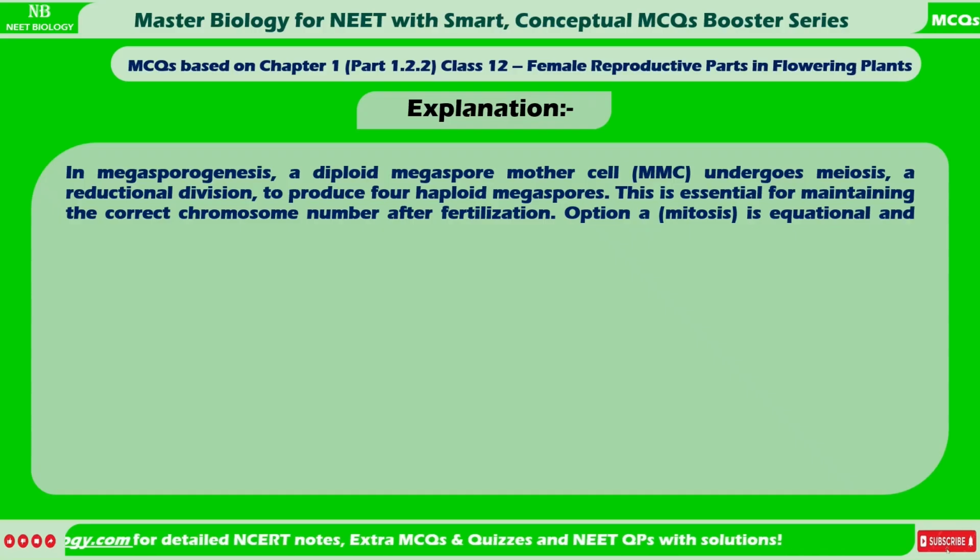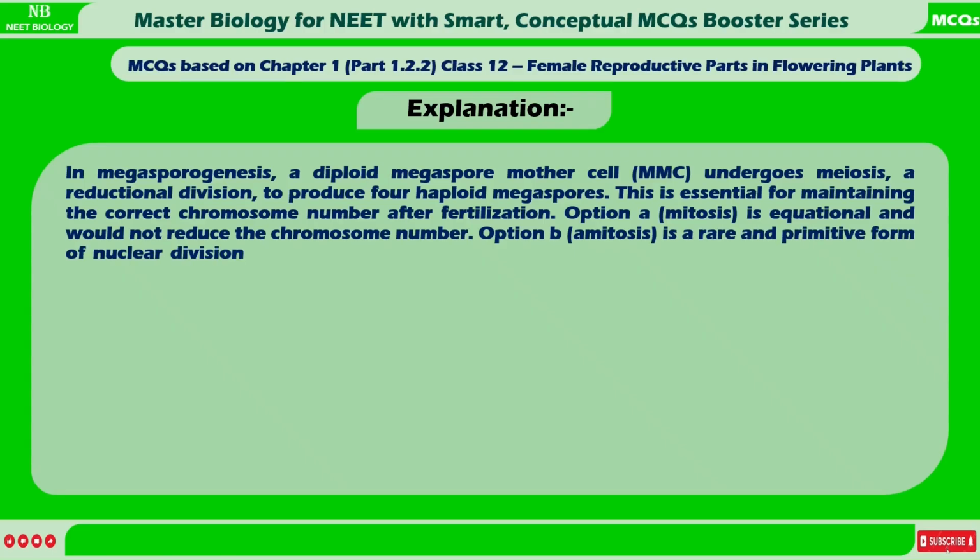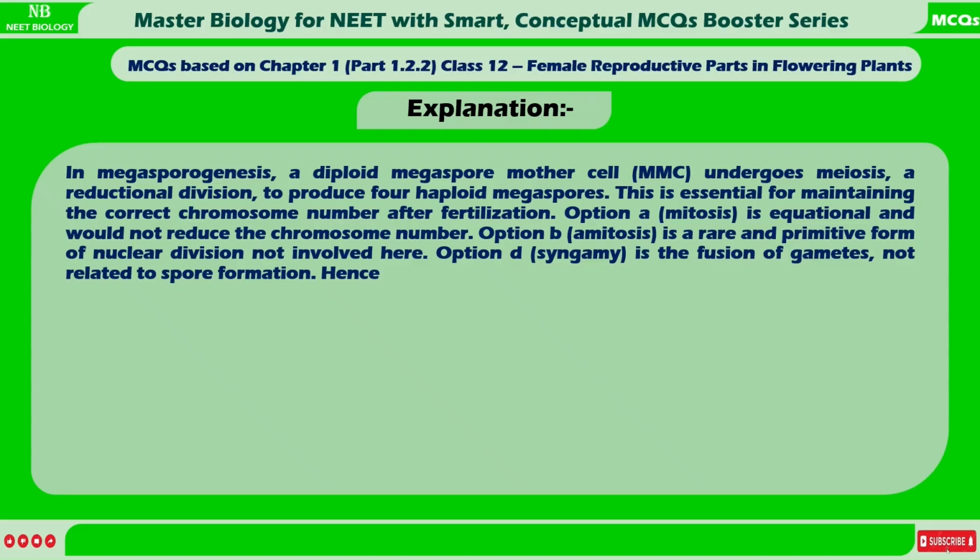Option A, mitosis, is equational and would not reduce the chromosome number. Option B, amitosis, is a rare and primitive form of nuclear division not involved here. Option D, syngamy, is the fusion of gametes, not related to spore formation. Hence, meiosis is the only accurate answer.